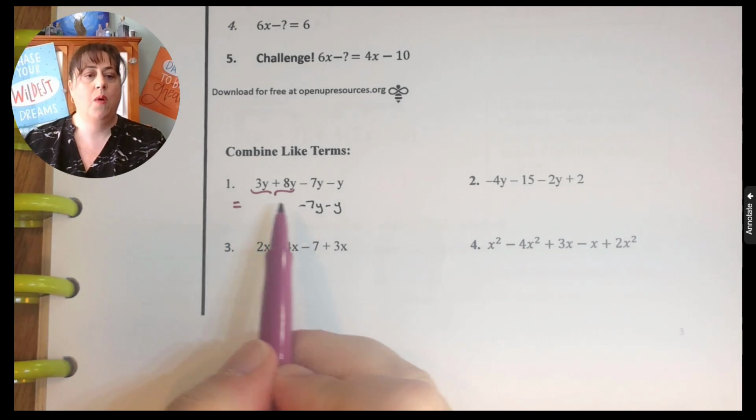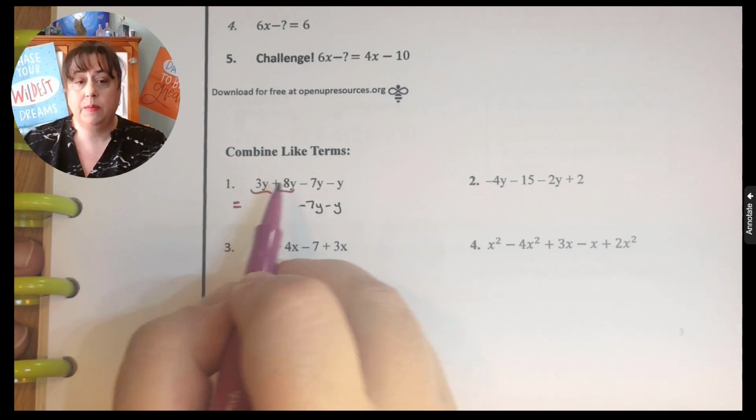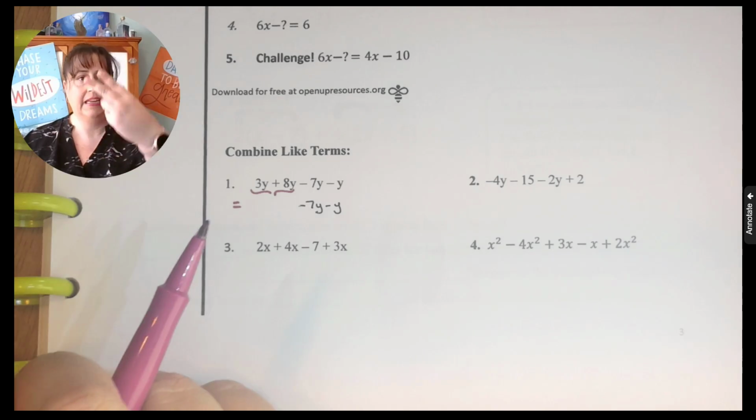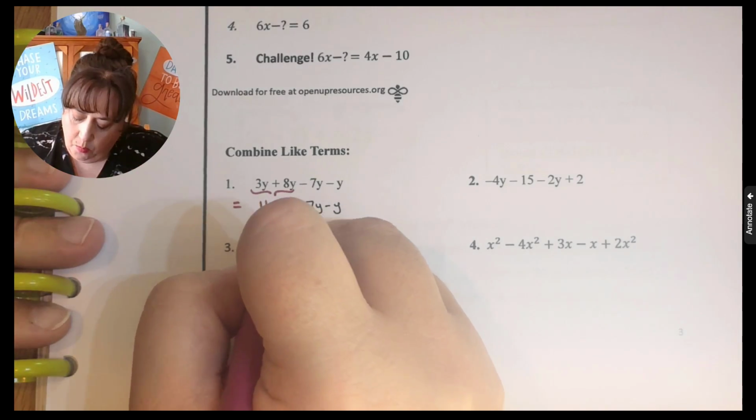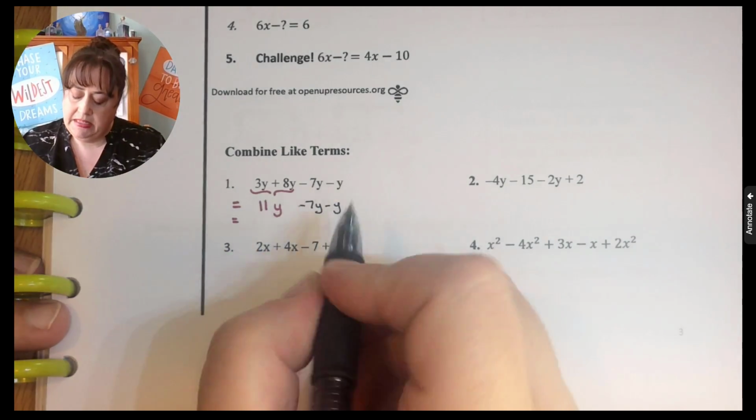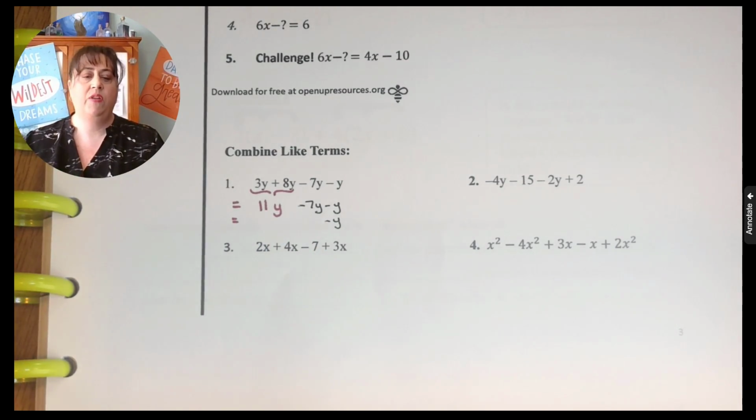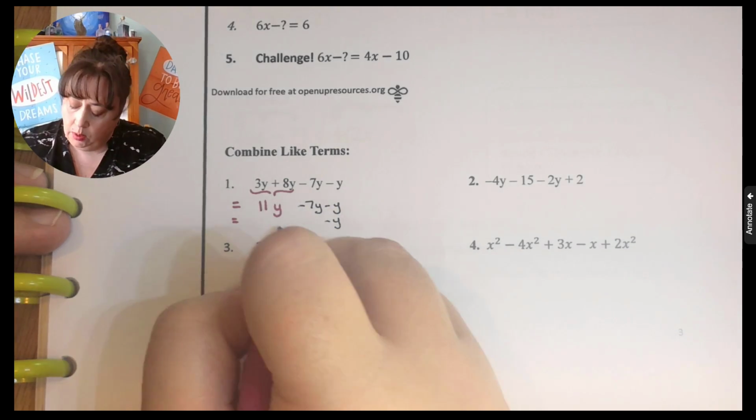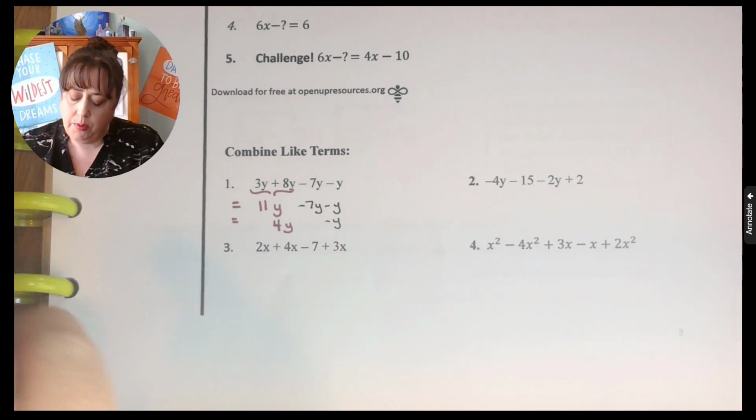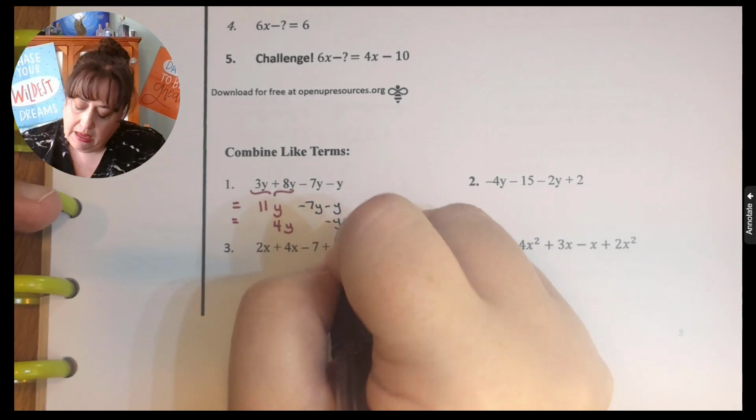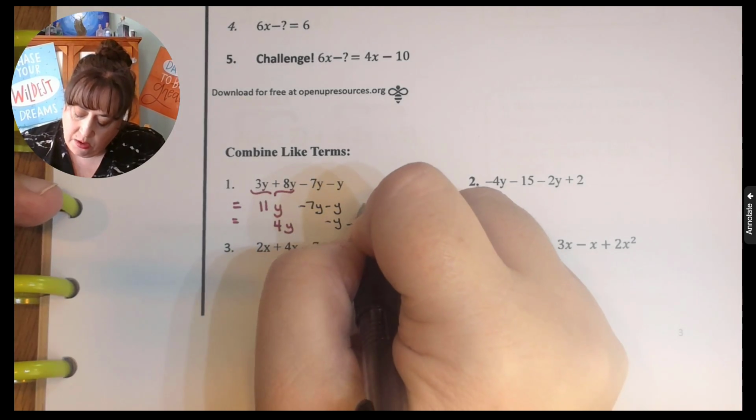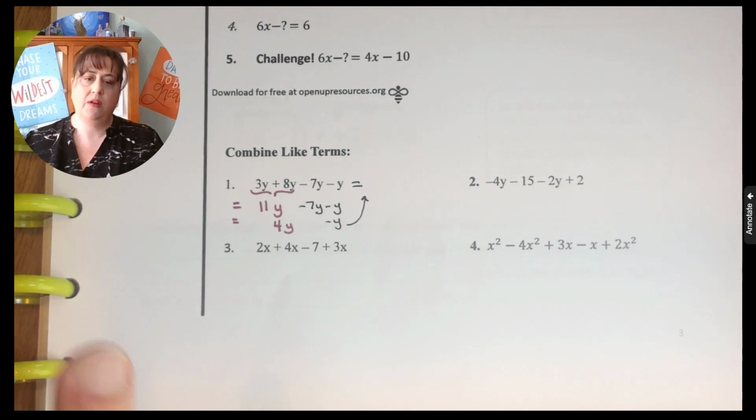So what is 3y plus 8y? Well, what's 3 plus 8? 8, 9, 10, 11. It's 11y. So now I'm going to put my 11y, my 7y, but I'm not going to use this y right here, so I'm just going to rewrite it. And 11 minus 7 is 4y, and I ran out of room. It's okay if I run out of room. It's just if I run out of room, though, I need to tell you where I went to. I'm going to come right up there and make my equal sign.